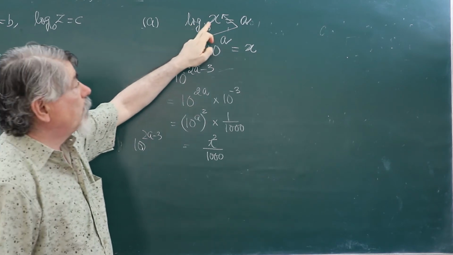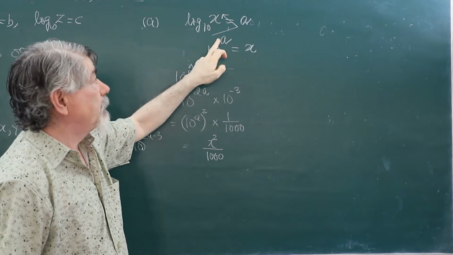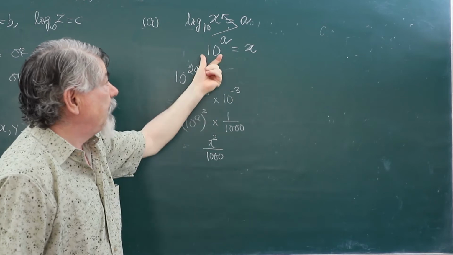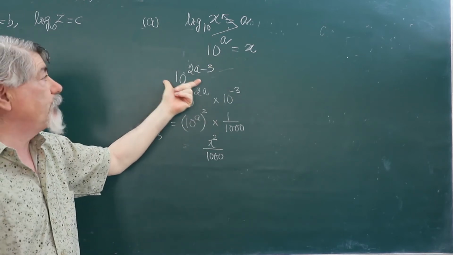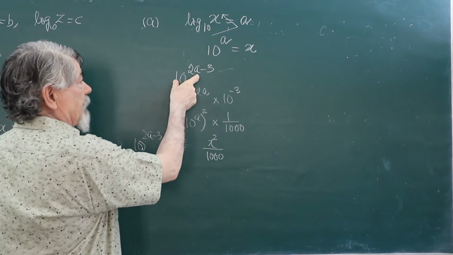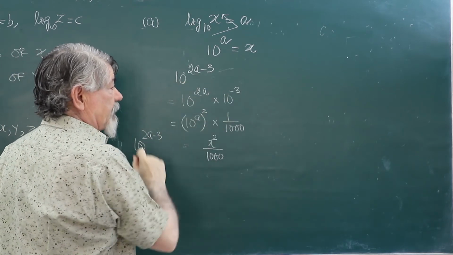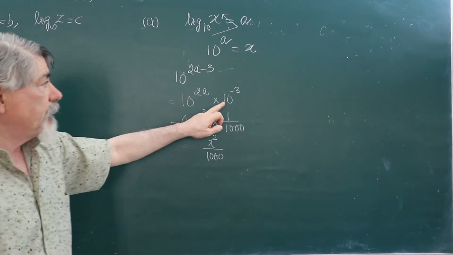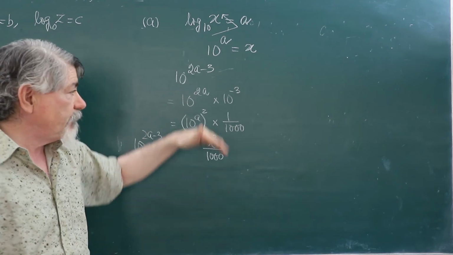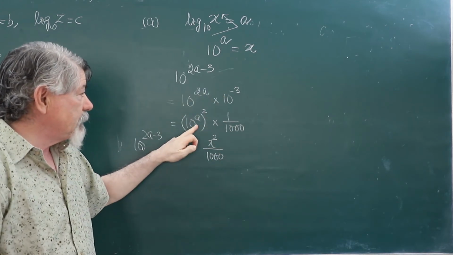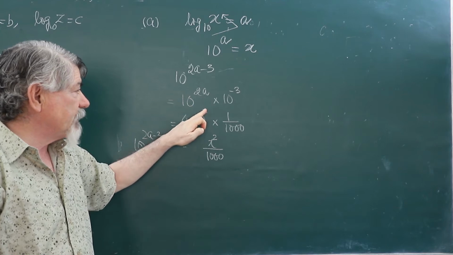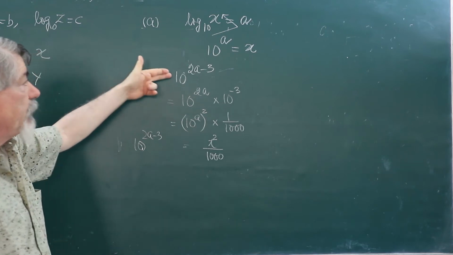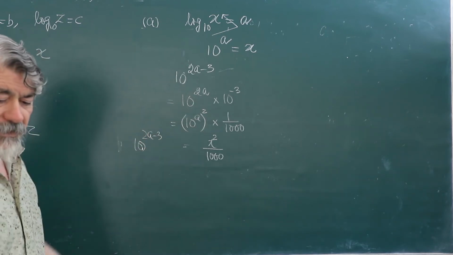What I did was: log x to the base 10 is equal to a. That means 10 to the power a will be equal to x, and then we expressed this by breaking it up into 10 to the power 2a and 10 to the power minus 3. 10 to the power 2a was written as 10 to the power a, whole to the power 2, and 10 to the power minus 3, making it positive, is 1 upon 1000. Since 10 to the power a is x, it is x square upon 1000. We have been able to express 10 to the power 2a minus 3 in terms of x. That's what the question was.